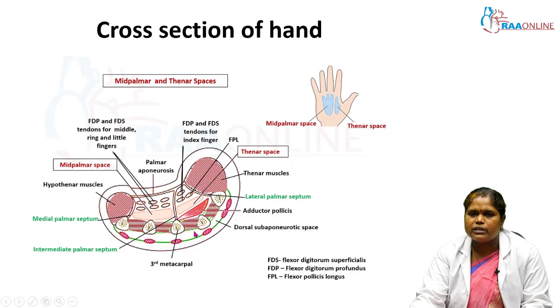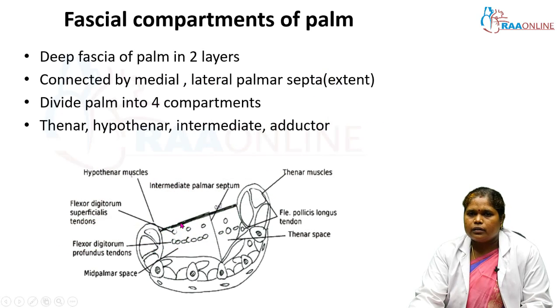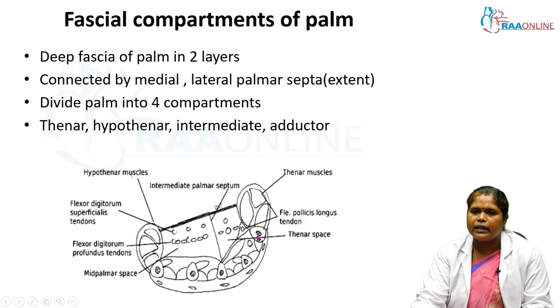You just have to have this orientation of the cross section of the hand. I told you there will be fascial compartments and fascia. We all know the first deep fascia is the palmar aponeurosis. Here in the palm there is another fascia which covers the metacarpals and the interosseous muscle. See here, this is the palmar aponeurosis, and here you see the other fascia which covers the metacarpals and the interosseous muscle. These two layers of deep fascia are connected by the palmar septa.